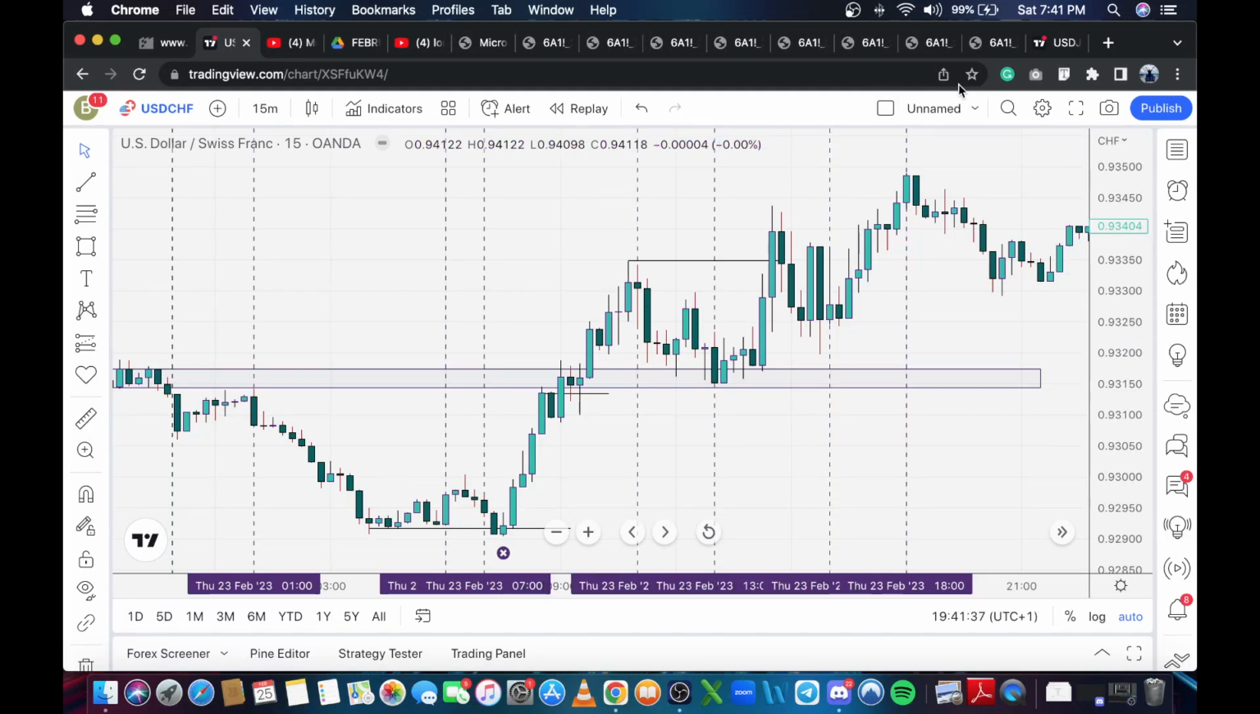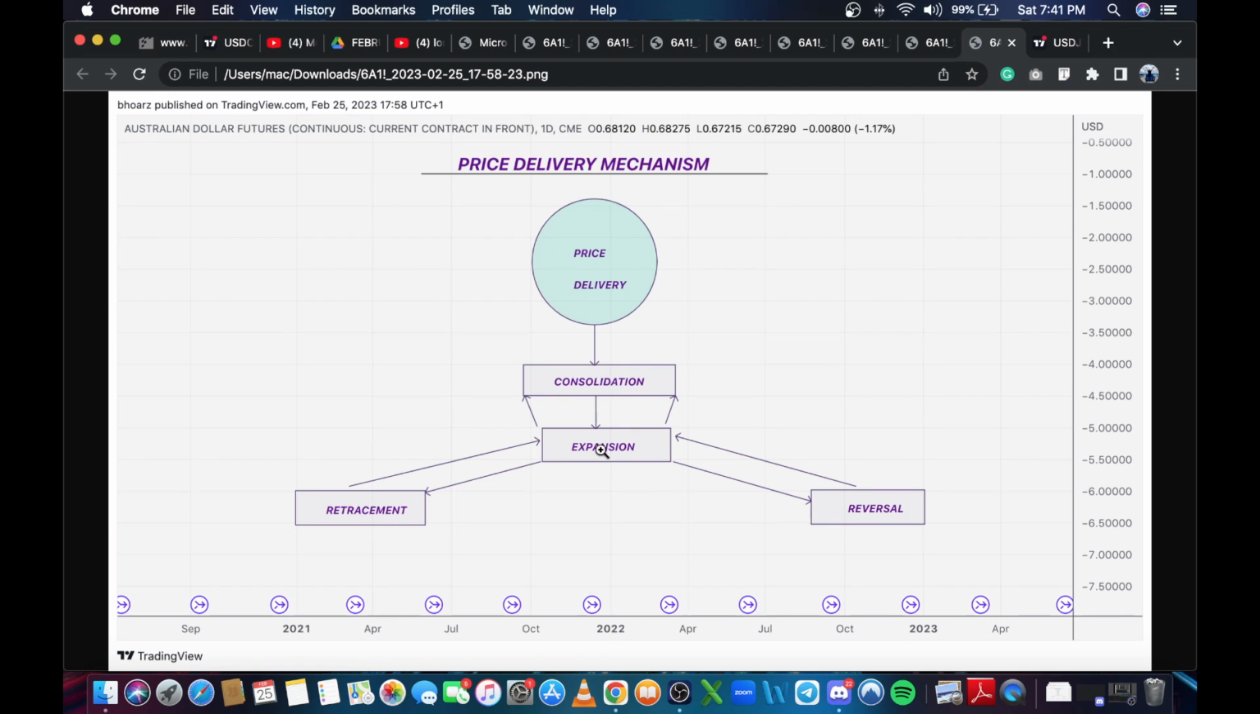So you can see the market is going to go from consolidation to expansion, right? It's never going to go from consolidation just straight up to reversal. It has to go from consolidation to expansion to then reversal or retracement. So the market is always going to go from consolidation to expansion, never consolidation just to retracement or consolidation just to reversal. It has to expand out of the consolidation first. And then once it expands, we have to start considering if we can identify retracements in the marketplace or reversal in the marketplace. This is price delivery mechanism.